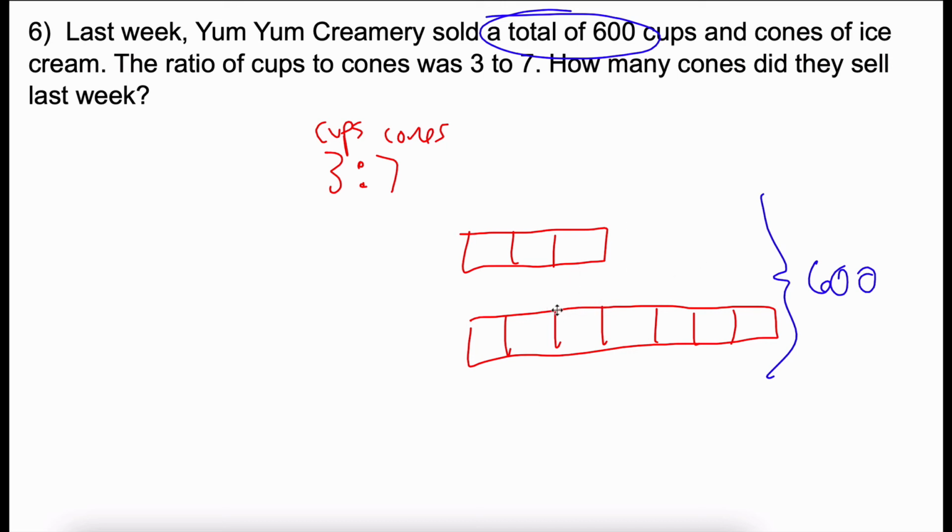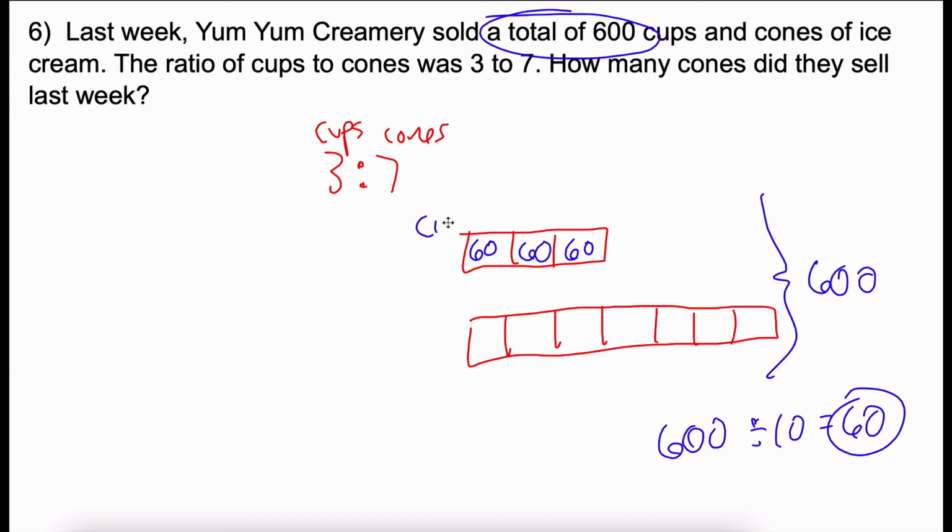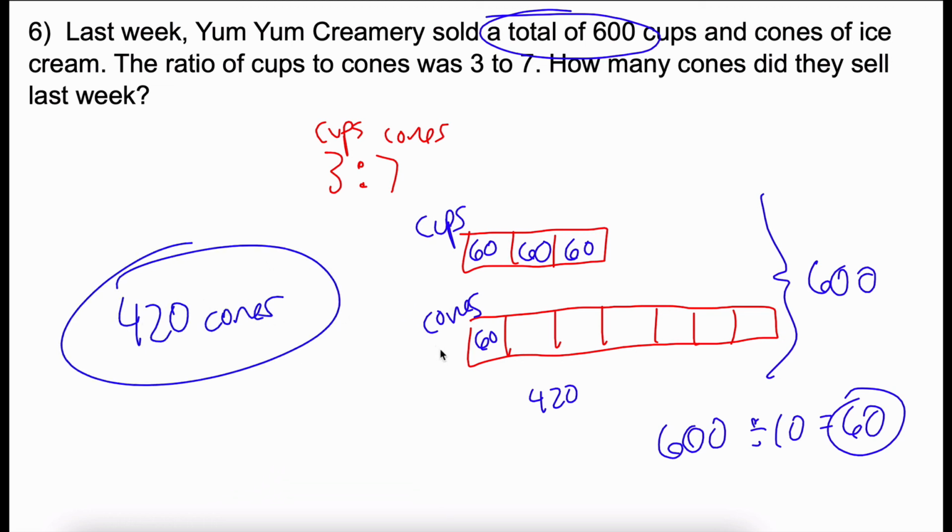So that means that each piece of the tape diagram needs to be worth 60, because 600 divided by 10 pieces of the tape diagram is 60. And then I can easily answer, how many cones did they sell this week? This part of the tape diagram is cups. This part is cones. If there's 60 spread across the 7 pieces of the tape diagram, that would get me to 420. So final answer, 420 ice cream cones were sold last week.